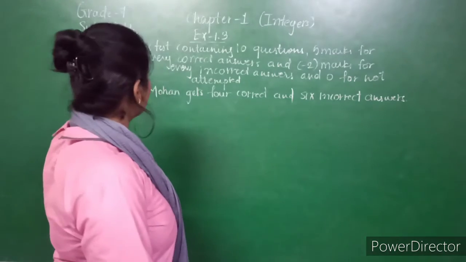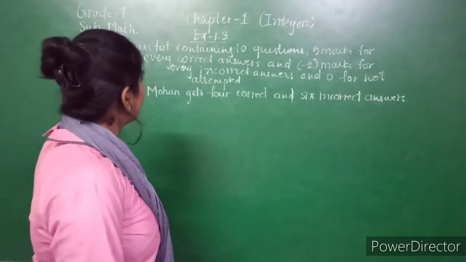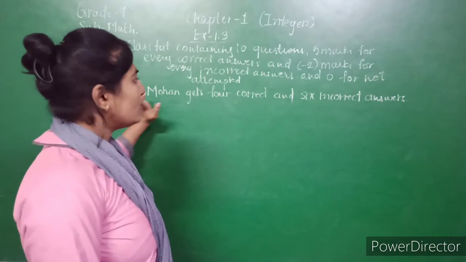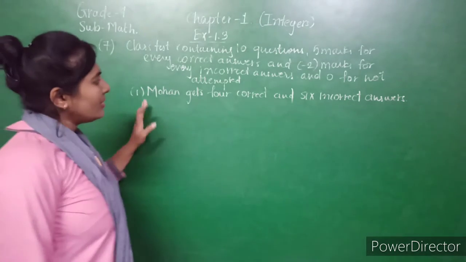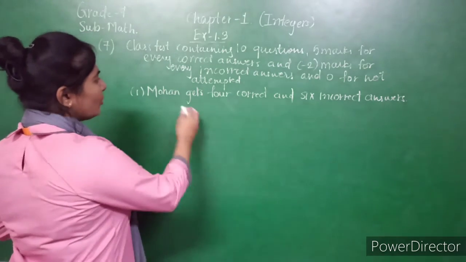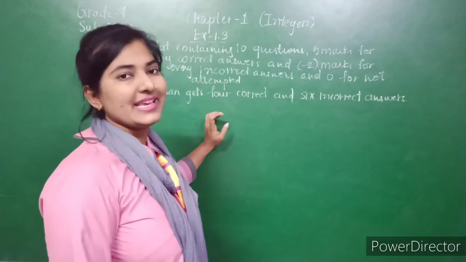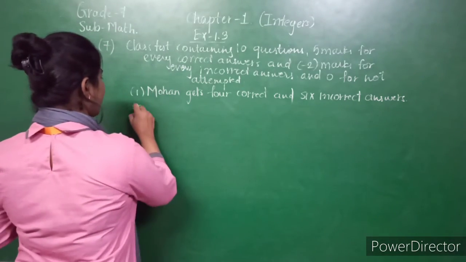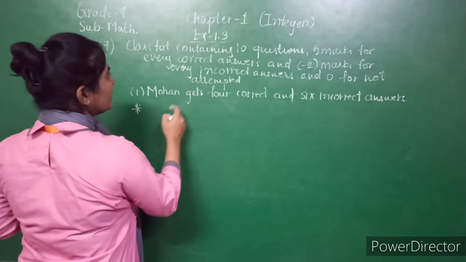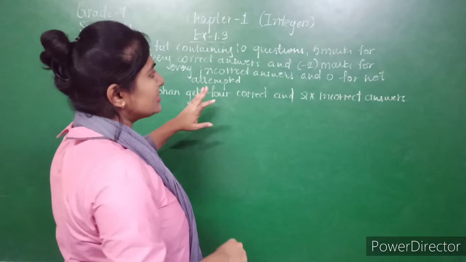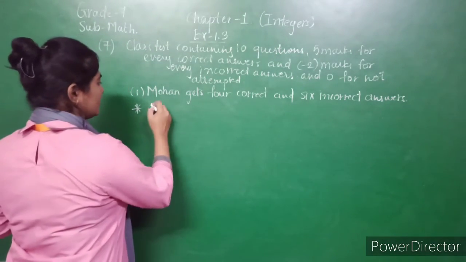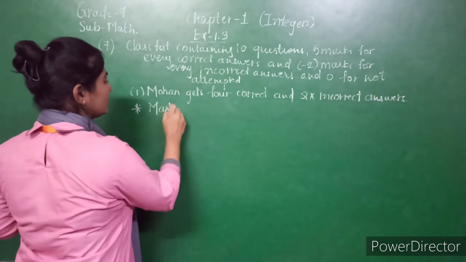So our answer is minus 4182. Now next question, in a class test containing 10 questions, 5 marks for every correct answer and minus 2 marks are for every incorrect answer and 0 for not attempted. Mohan gets 4 correct and 6 incorrect answers. So what is his score? So we have to find that Mohan gets 4 correct answers and 6 incorrect answers. So first of all, we have to find out how much he scored. So we have to write first, marks given for every correct answer is equal to 5. So here we have to write the solution.